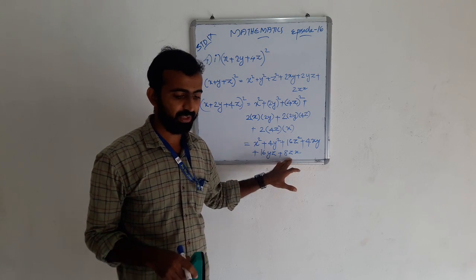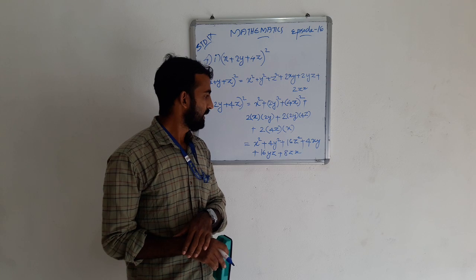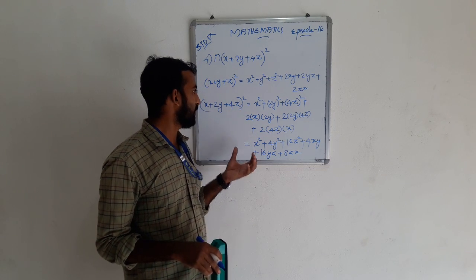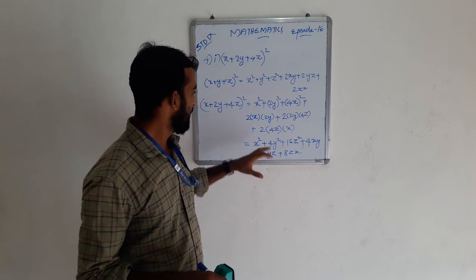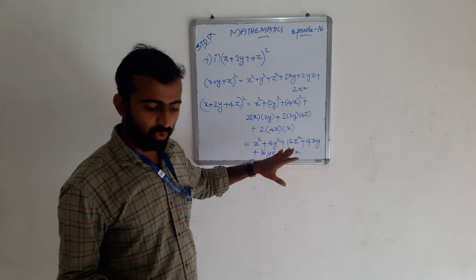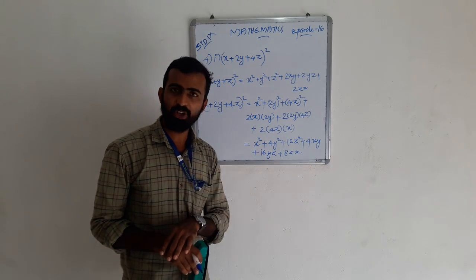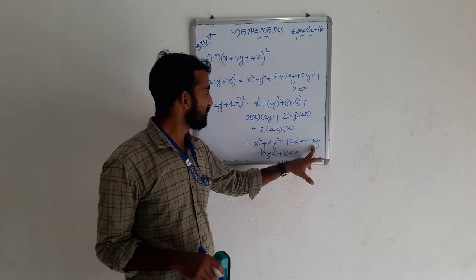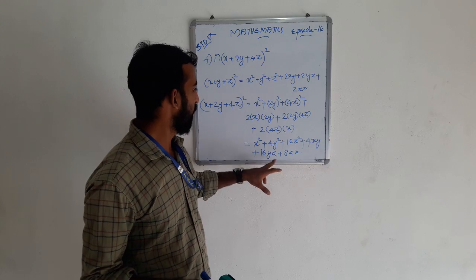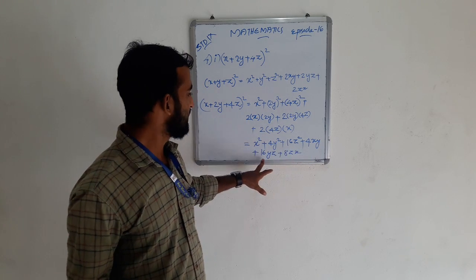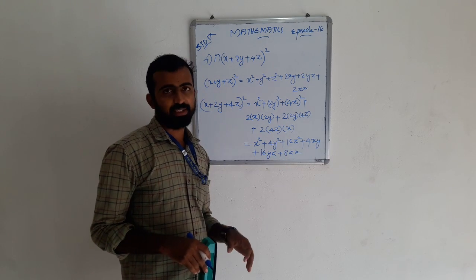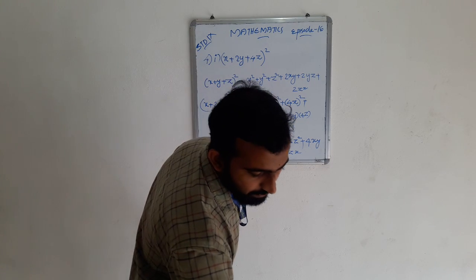8zx. That is, when we expand x plus 2y plus 4z the whole square, we get x square plus 4y square plus 16z square plus 4xy plus 16yz plus 8zx. Any doubt? And next one, what is next one?